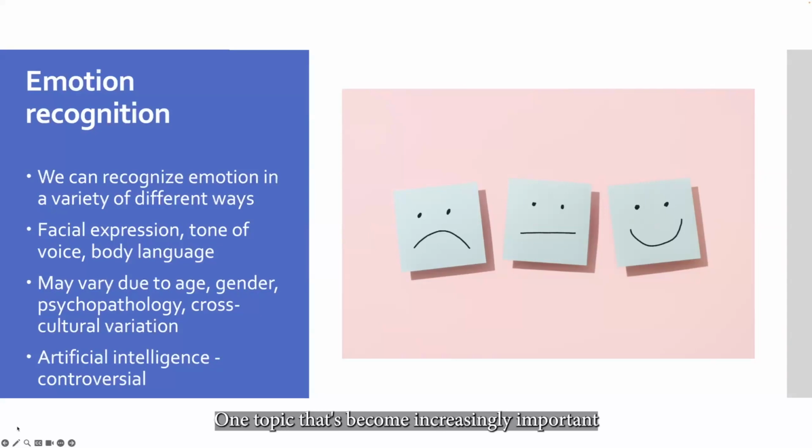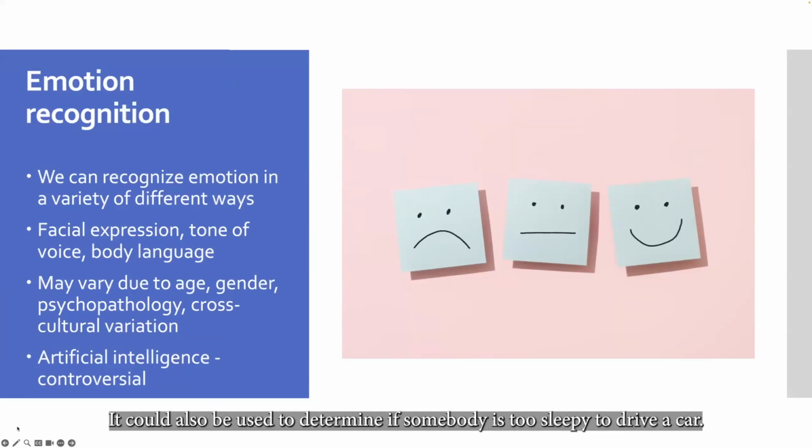One topic that's become increasingly important is whether artificial intelligence can be trained to recognize emotion. This could be useful in a variety of contexts, like determining whether someone is enjoying a commercial or a movie. It could facilitate individuals who have poor visual ability in determining what type of emotion might be on someone's facial expression. It could also be used to determine if somebody is too sleepy to drive a car.